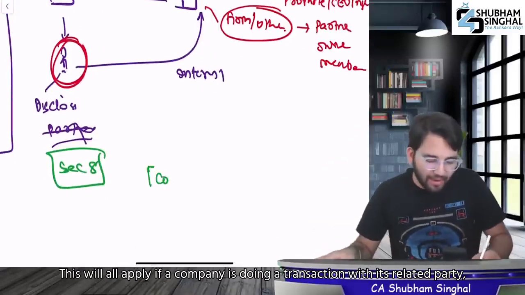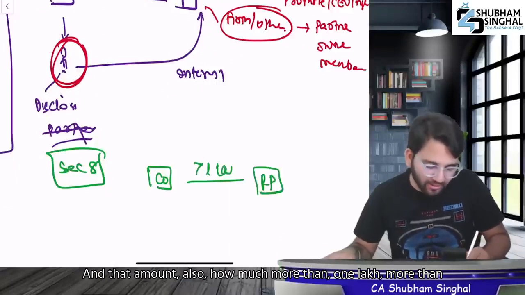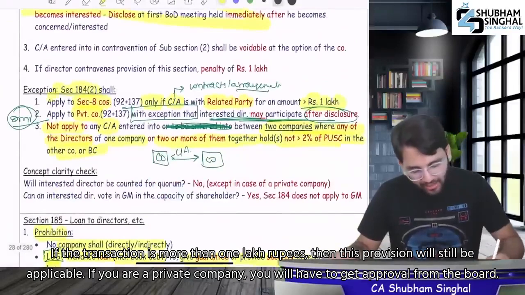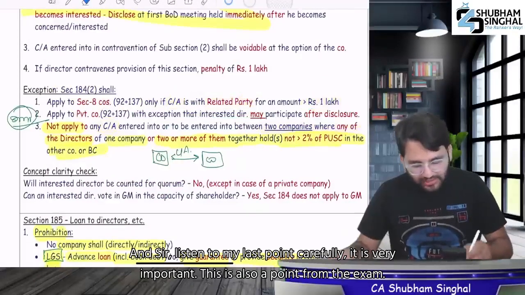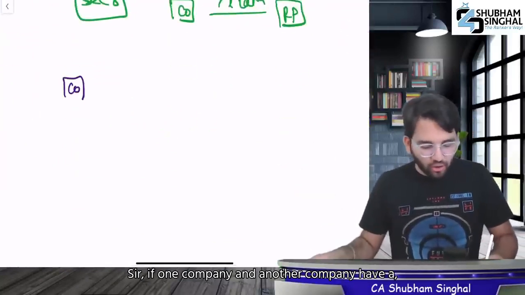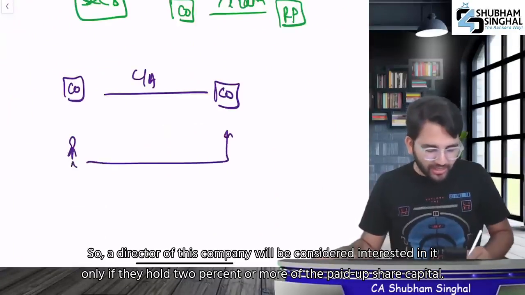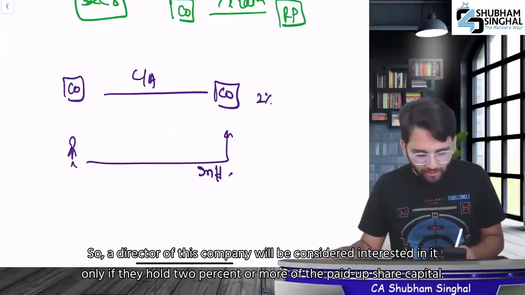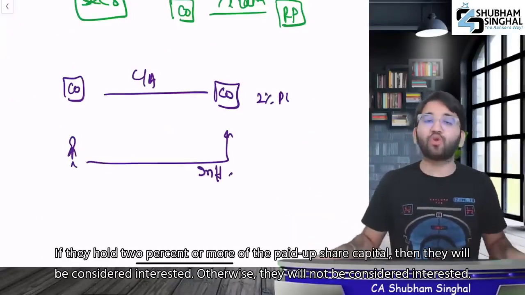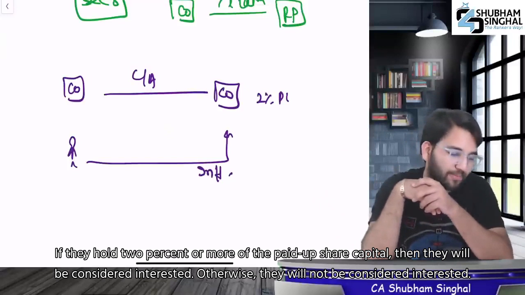This will all apply if a company is doing a transaction with its related party. An amount how much? More than 1 lakh, okay, right? If the transaction is more than 1 lakh rupees, this provision will still be applicable if the company has government or a Section 8 company. And this last point is important. This is also a point from the exam. Furthermore, if one company and another company have any contract or arrangement, then a director of this company will be considered interested in it only if he holds 2% or more of the paid up share capital. Then only it will be considered, otherwise he won't.